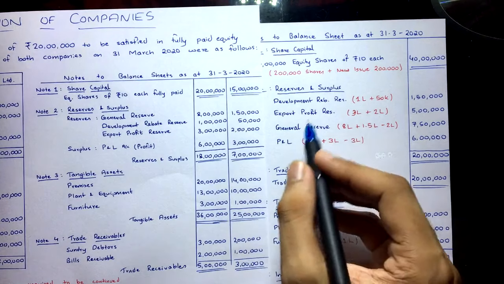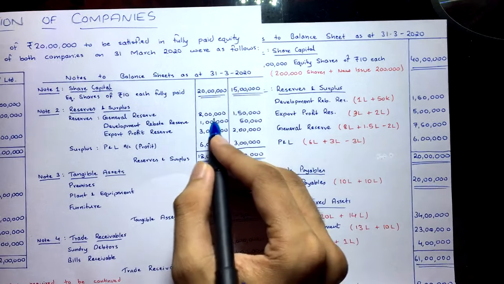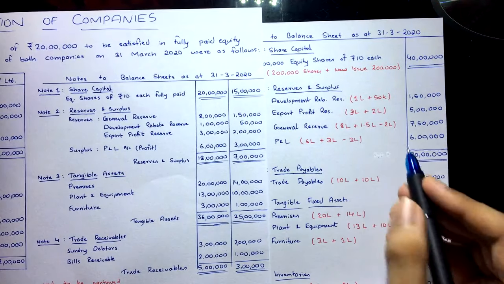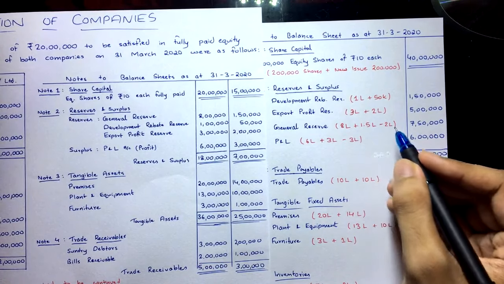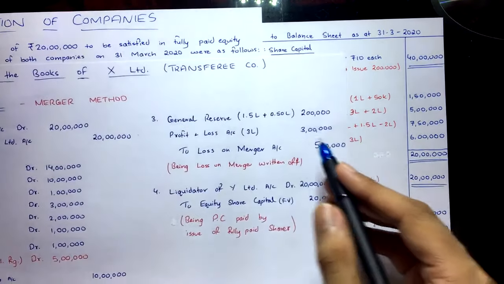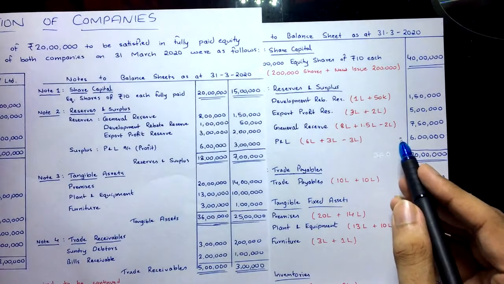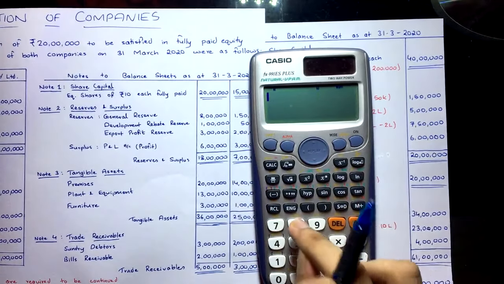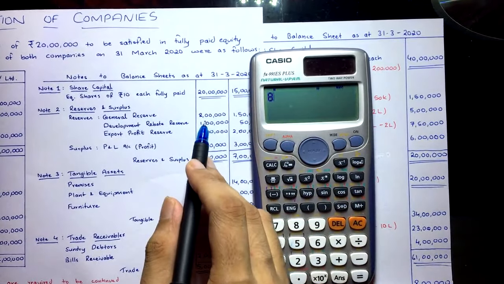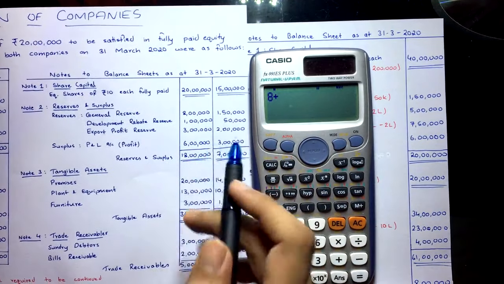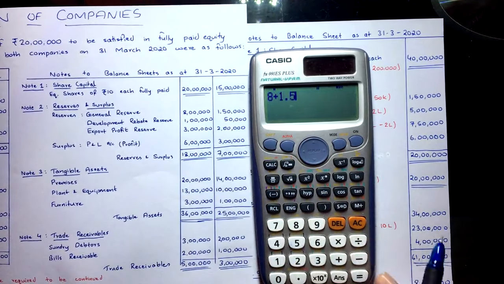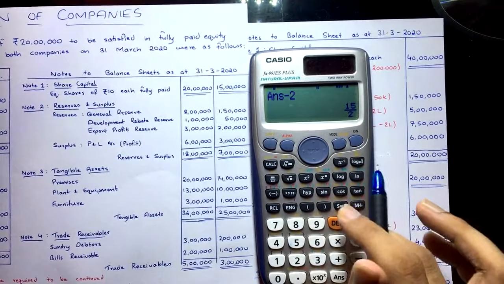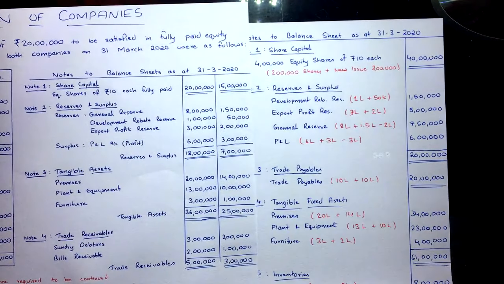See here, general reserve. General reserve is how much? 8 lakh plus 1 lakh 50, that is 1.5 lakh, minus 2 lakh which you have used. 2 lakh you have used, right? So if you minus that, you get 7,50,000. Simple. See here, I will show you. 8 lakh of the transferee company plus the transferor company's 1.5 lakh, that is equal to 9.5 lakh, minus 2 lakh you have used, that is equal to 7.5 lakh. Simple, right?